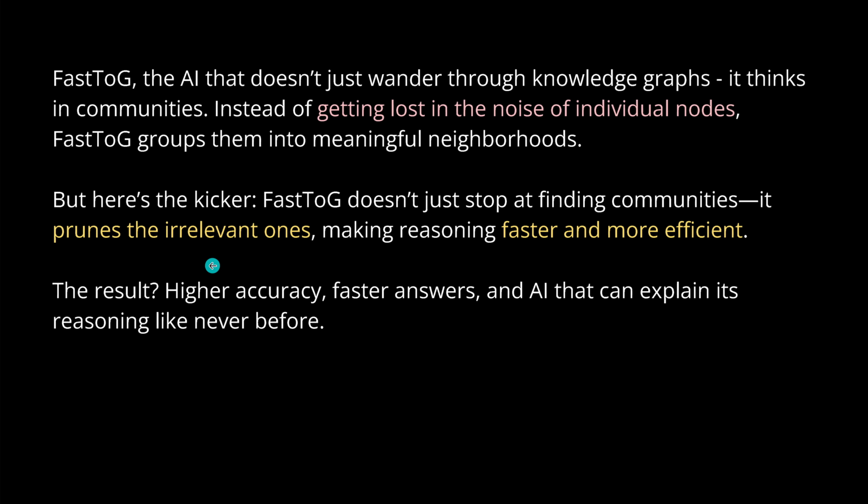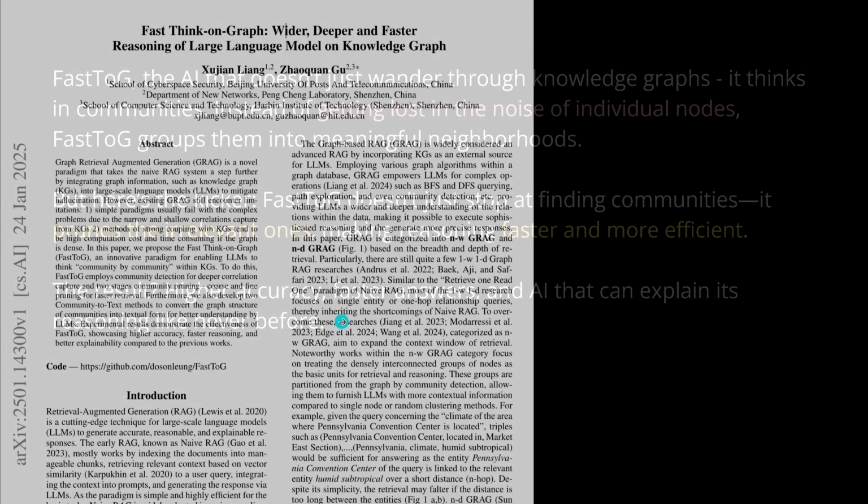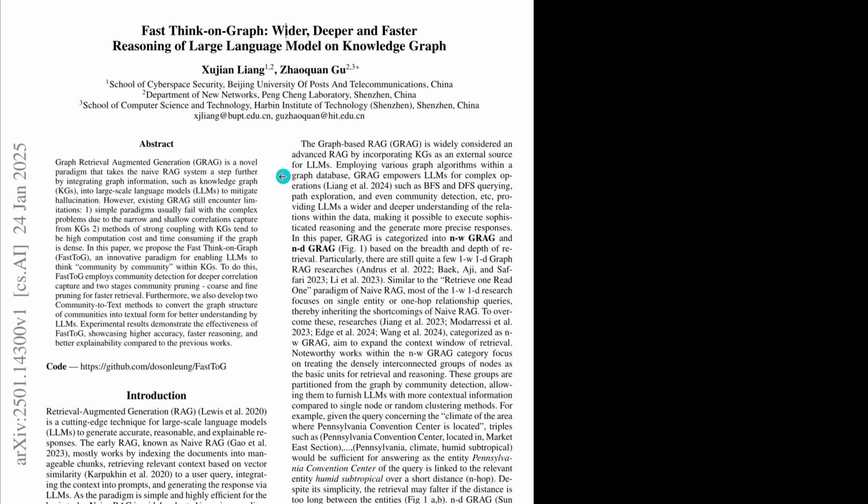So what do we end up with? Higher accuracy, faster answers, and an AI system that can explain its reasoning like never before, with such easy methods and ideas. And here's the paper for this. This is from January 24, 2025, for me, just 2 days ago. This is from the School of Cyberspace Security, Beijing University of Posts and Telecommunications. Hello, colleagues. It's a beautiful paper, and here you find the code.